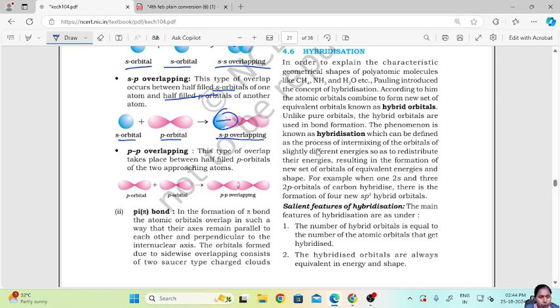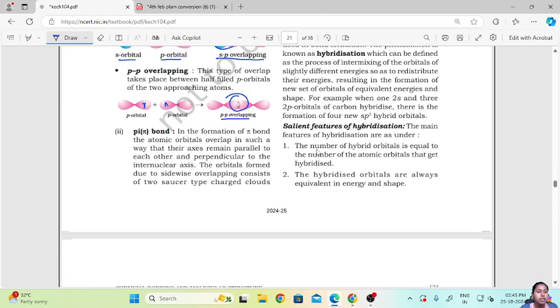Then you have pp overlapping. This type of overlapping takes place when you have half-filled p orbitals of the two approaching atoms. When there are two different approaching atoms, both having half-filled p orbitals, then they overlap to form pp overlapping. In all these three conditions, sigma bonds are formed. So next one is your pi bond.